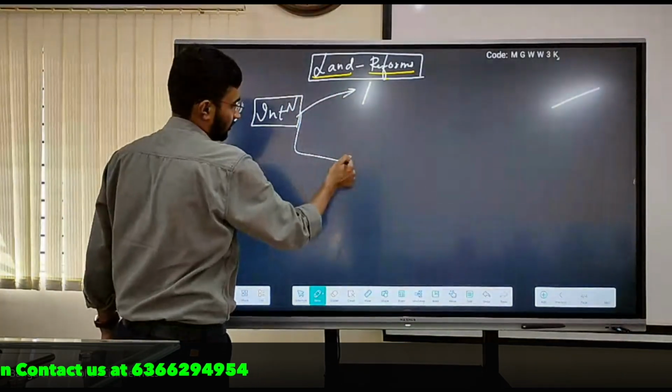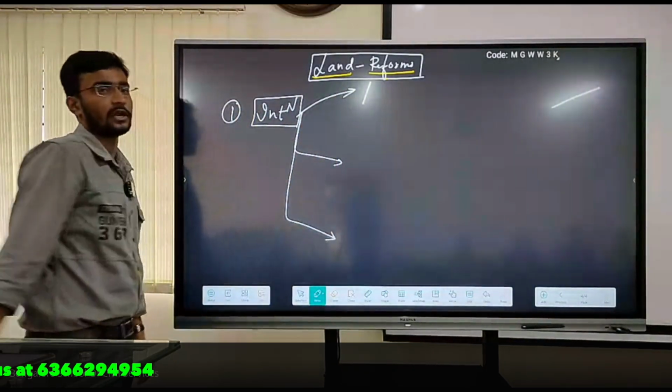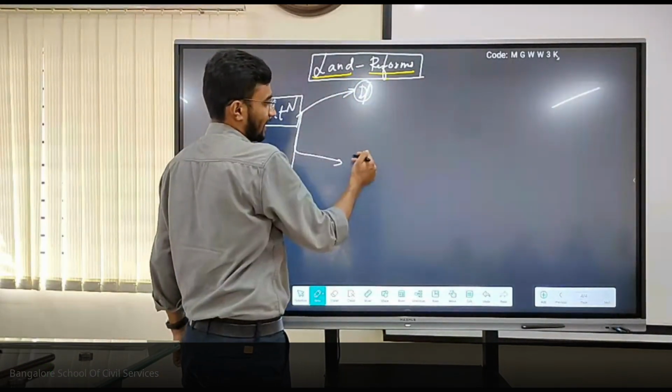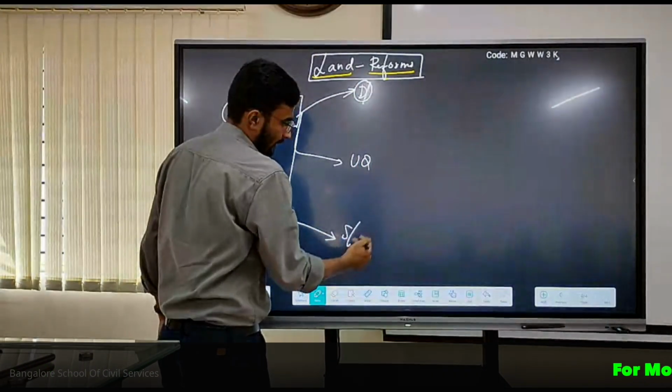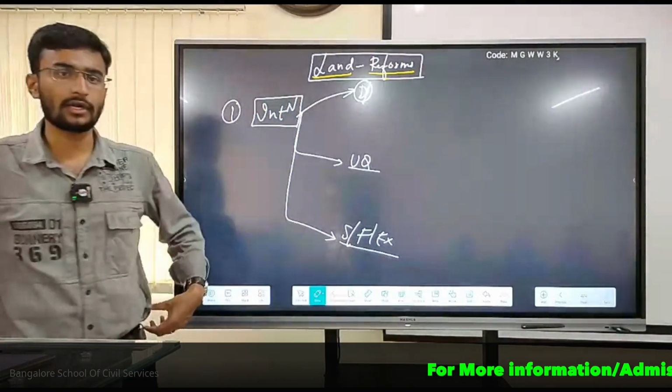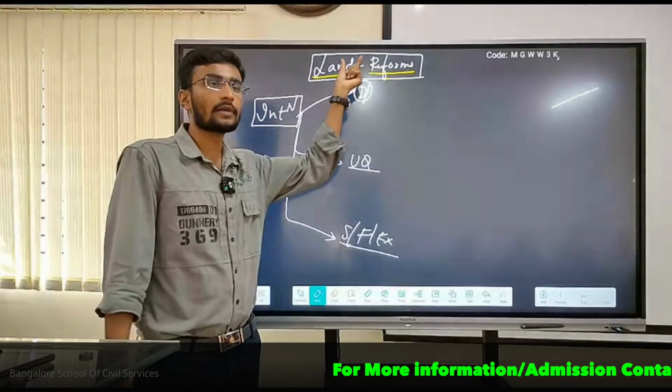Introduction again always consists of 3 points or 3-pronged strategies. One is our definition, second uniqueness, third the stats, facts or examples. Now, what can be the definition of land reforms?